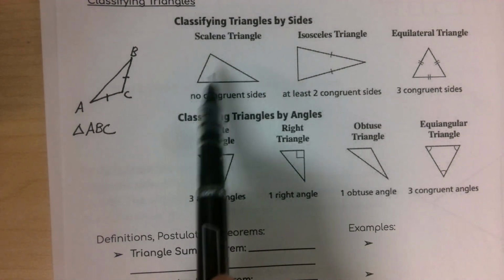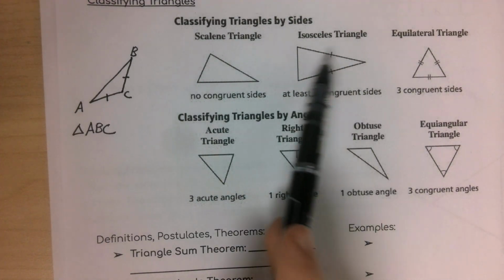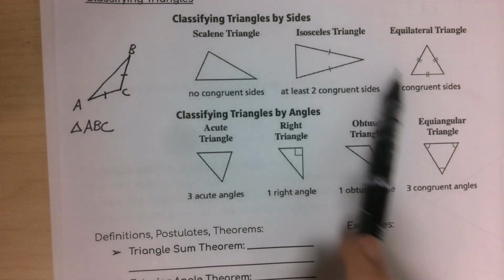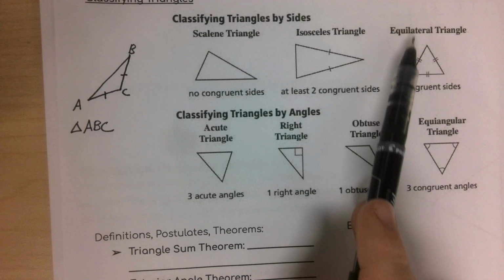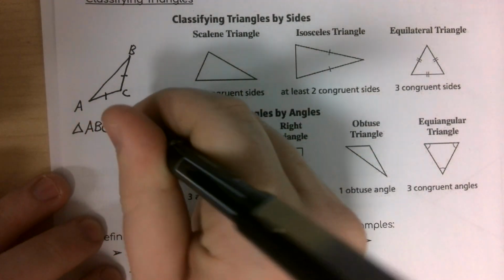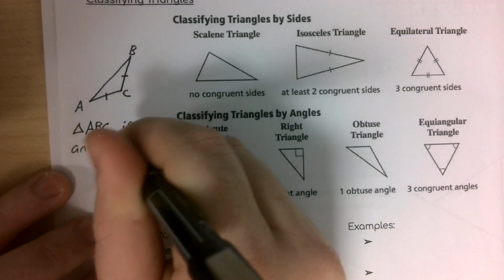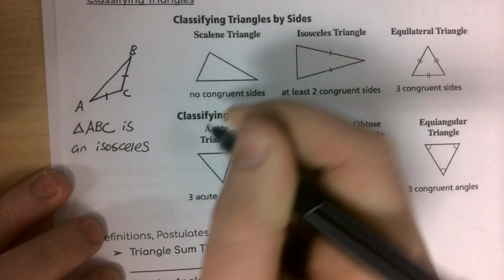If your triangle has no congruent sides, it is called scalene. If it has two congruent sides or more, it is isosceles. And if all three sides are congruent, it is called equilateral. In our case, triangle ABC is an isosceles triangle.